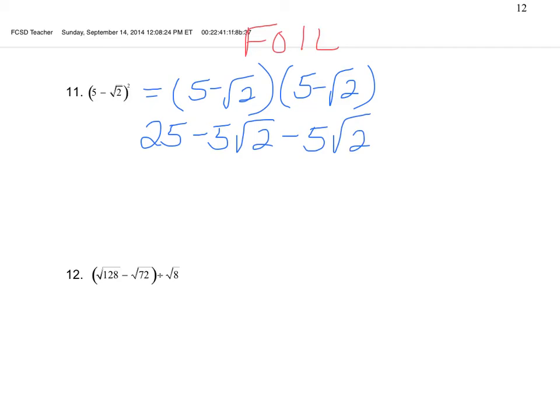Outer, last, negative radical 2 times negative radical 2 is a positive radical 4. Let's go over that one more time. Remember, when there isn't a number in front of the radical, it's understood to be a 1, and you multiply the outside guys and the inside guys.